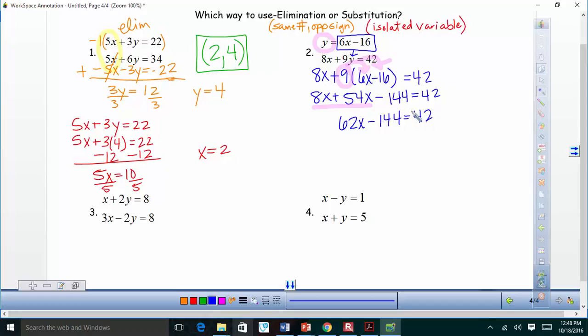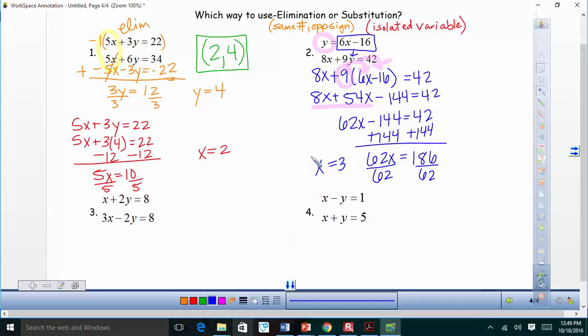I'm trying to get x by itself, so what would I do next? Add 144 to both sides. So that gives me 62x equals 186. Then I would divide by 62, and x equals 3. Just 3. Okay.